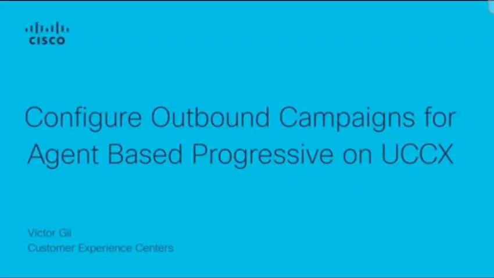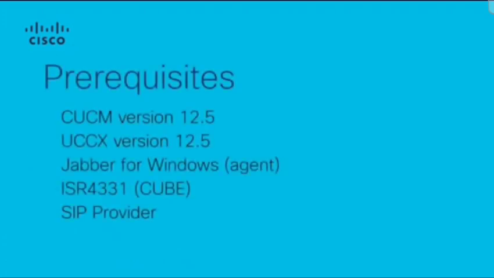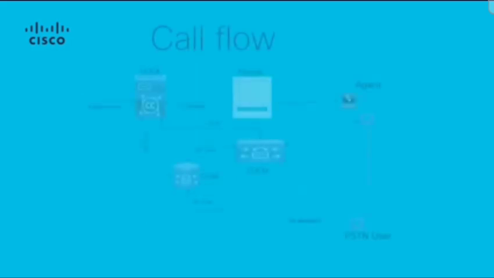In this video, I show you how to configure outbound campaigns for agent-based progressive on Unified Contact Center Express UCCX. Prerequisites. In this video, I use the following devices already installed, configured, and integrated: CCM version 12.5, UCCX version 12.5, Jabber for Windows acting as an agent, ISR 4331 acting as a CUBE, SIP provider.